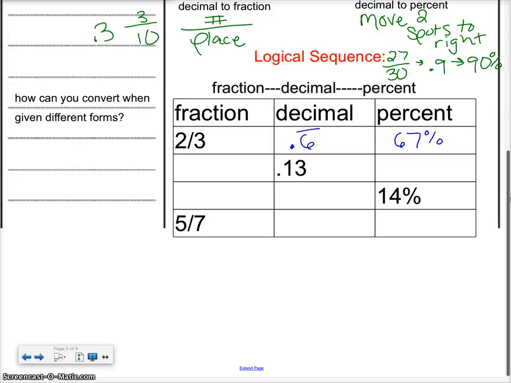Okay, when you're given a decimal, it doesn't matter how you do it. Now I want to turn my decimal to a fraction and turn my decimal to a percent. Well, to turn my decimal to a percent, I just move it 2 spots to the right, which is 13%. And a fraction is the number over place value. My number is 13, my place value is 100.